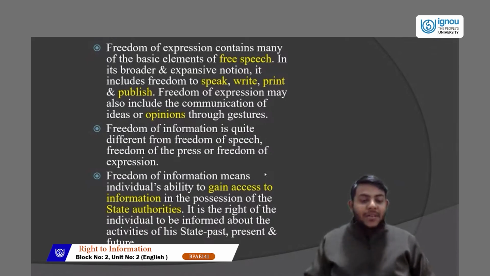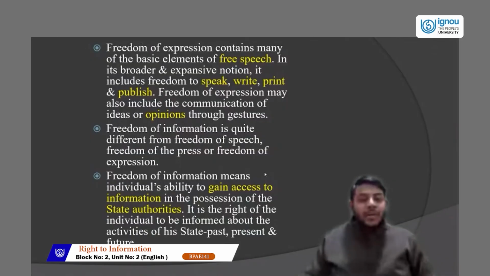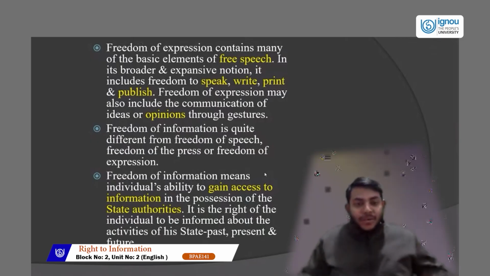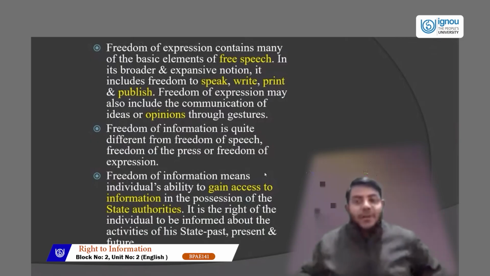So it is the right of the individual to be informed about the activities of his state, about the past, present, and future activities of his state. It is the right of the individual. The concept of an open government directly flows from the right to know. So we are discussing the right to information here, and it plays a very important role in ensuring the openness of government in a democracy.